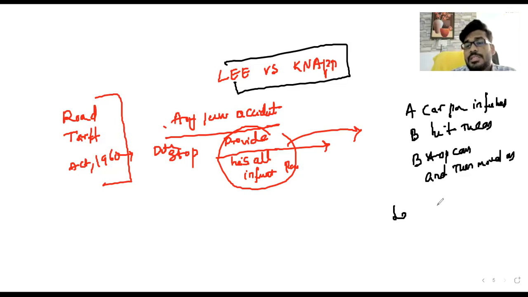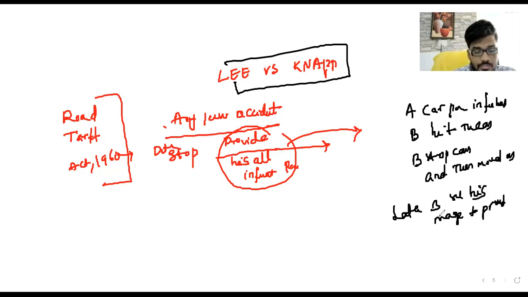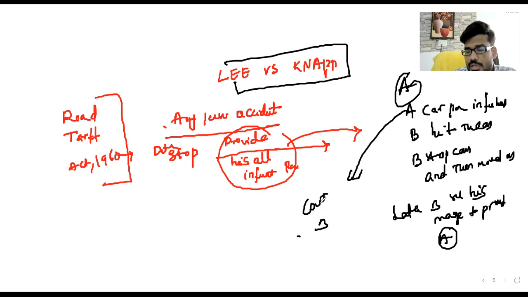Later on, B sent his manager to provide information to him. So in this scenario, what happens, sir? A approaches; A's car is parked. A went to the court and filed a case against B. Sir, he met with an accident, but he cannot provide information to me. Later on, he sent B for the information.